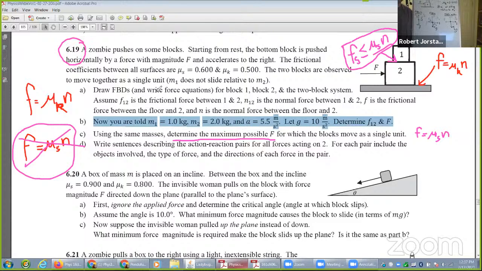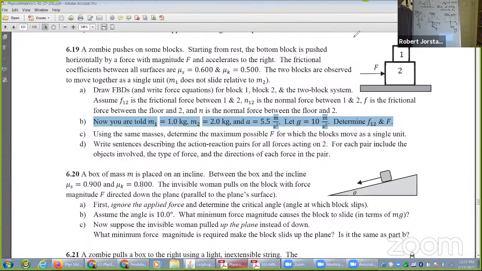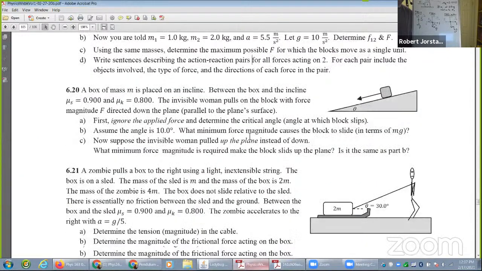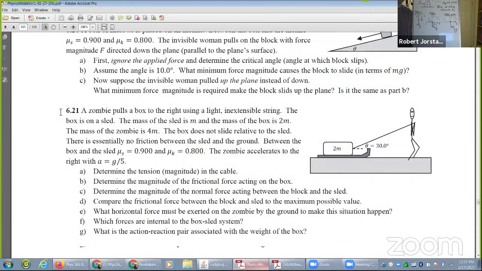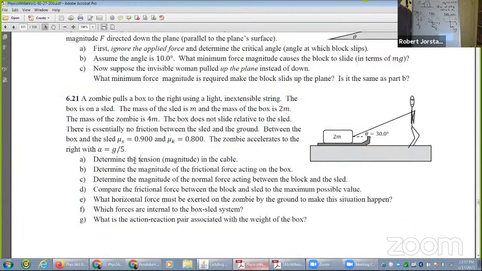All right. Sneaky. All right. And if you want to know if you really know your stuff, try this question. This one will get you. 6.21. This one gets people every year, and it's surprising. So 6.21 is a good one.